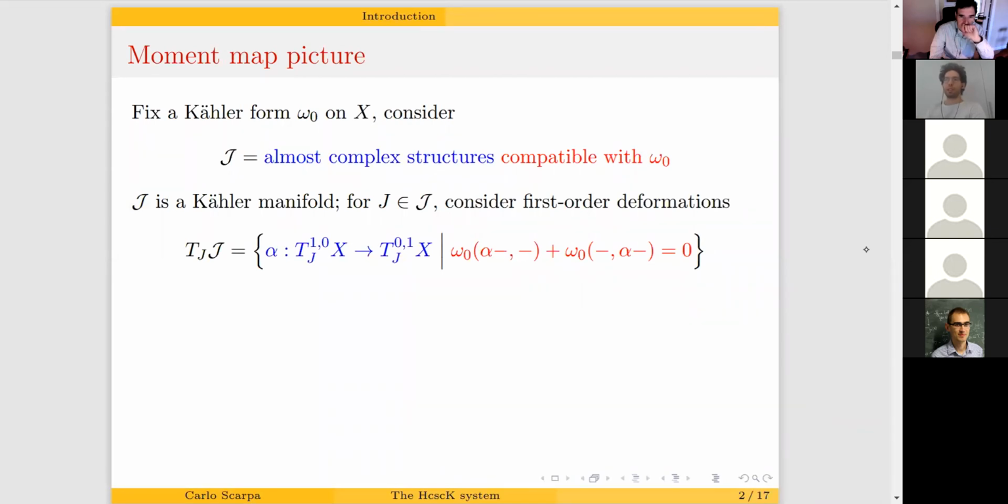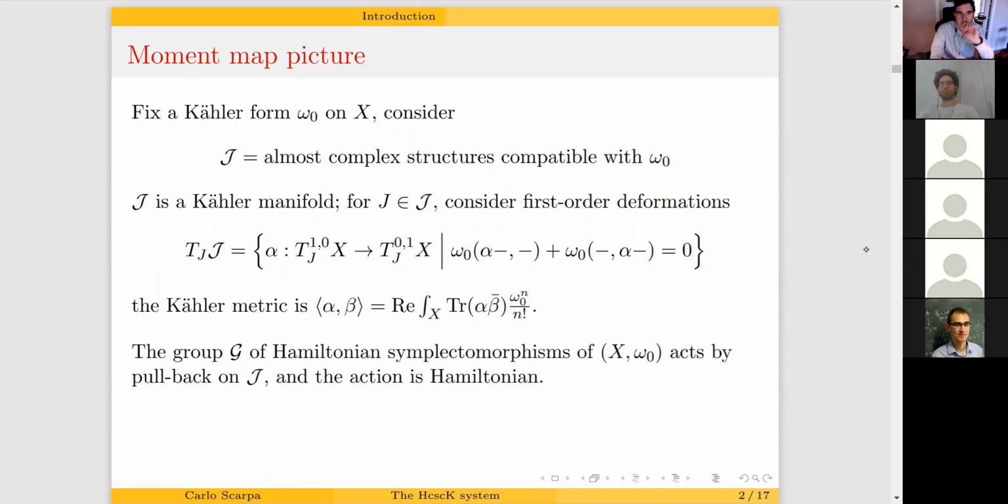So we have some endomorphism of the tangent bundle that exchanges the holomorphic and the anti-holomorphic part, that also satisfies some additional compatibility condition with the background form. And the Kähler product can be written like this. Anytime we have two such objects, we can consider the composition of alpha with the conjugate of the second one, and this is an endomorphism of the holomorphic part, and we can just take its trace, and the real part of that is a Kähler metric.